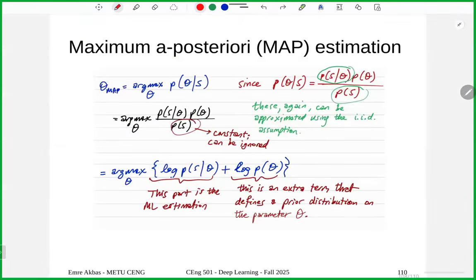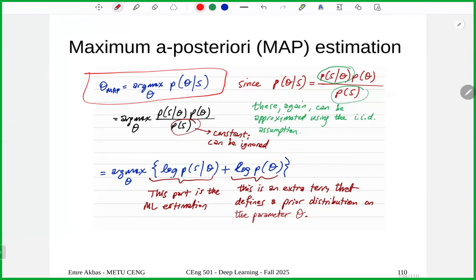What about MAP? There is a nuance there. In MAP, we start with this optimization problem. Remember, in ML, it was the other way around. We tried to maximize the probability of S, the data. But now we maximize the probability of the parameters given the data. That's the only difference. So it's a philosophical difference of approaches.